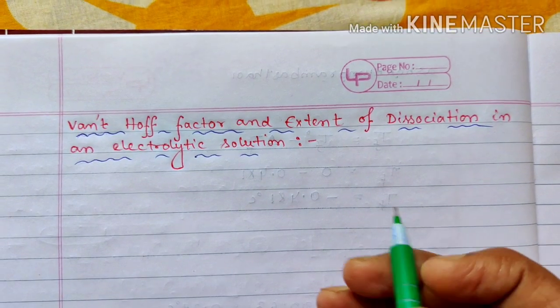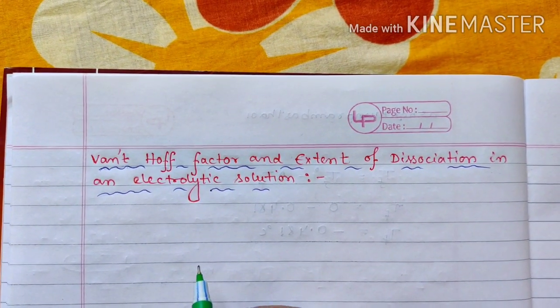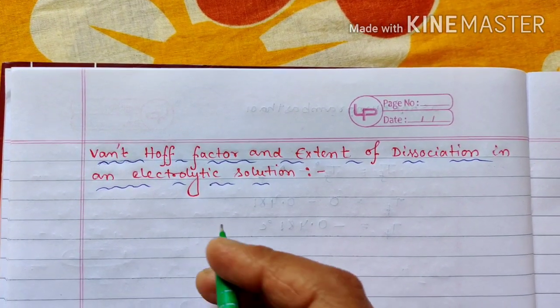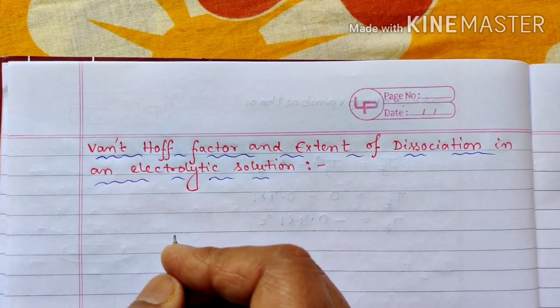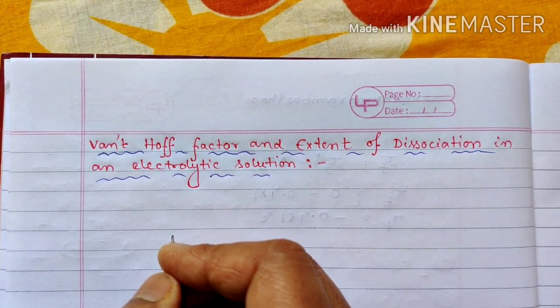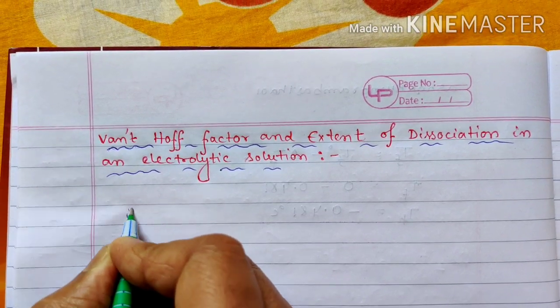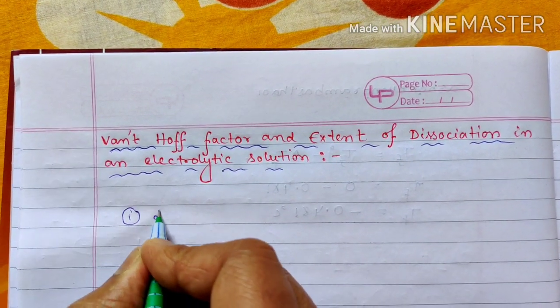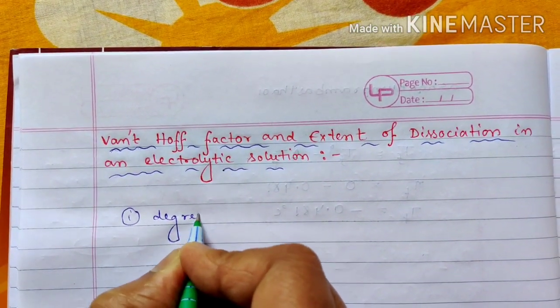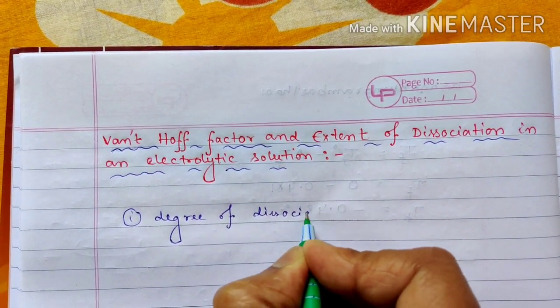Let us see. So we are going to study Van 't Hoff factor and the extent of dissociation in an electrolytic solution. So we are talking about extent of dissociation in an electrolytic solution. So we will start with this topic known as degree of dissociation.